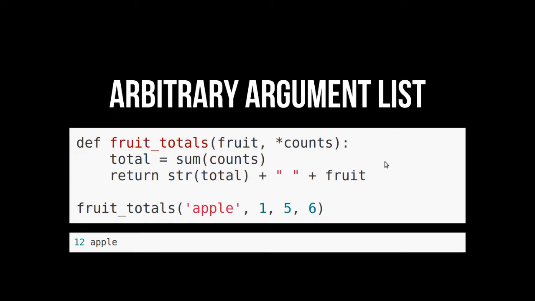So when we're calling this function, we don't put this into a list. Instead, you just have it be separated by the commas, and you can have as many as you want. We could have 1, 2, 3, 4, 5, 6, 7, 8, 9, 10. It could be a completely arbitrary number. But everything after the first one is going to be considered part of this star counts. And that star counts is going to be treated as a list.